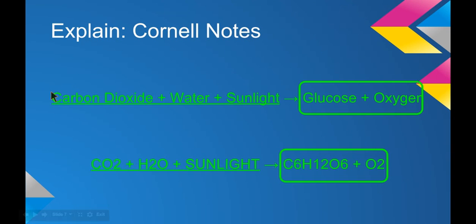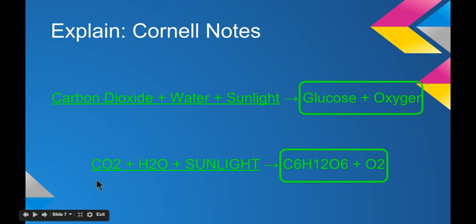So the top equation says carbon dioxide, water, and sunlight as the reactants combine in the chloroplast to form glucose and oxygen. Those are the products. So if you didn't already, I want you to underline the reactants. Underline carbon dioxide, water, and sunlight. And put a circle or a box around glucose and oxygen. Circle the products of photosynthesis.